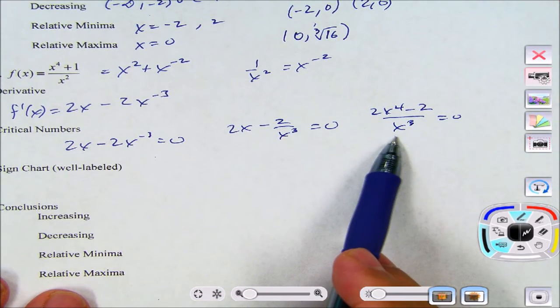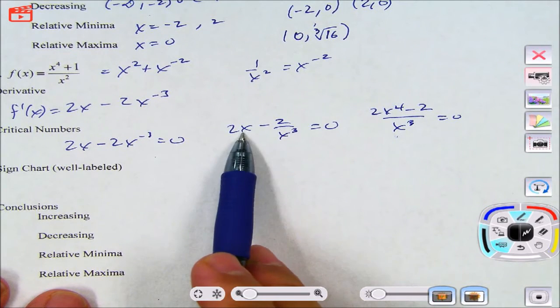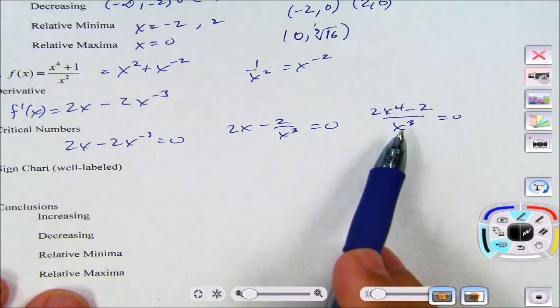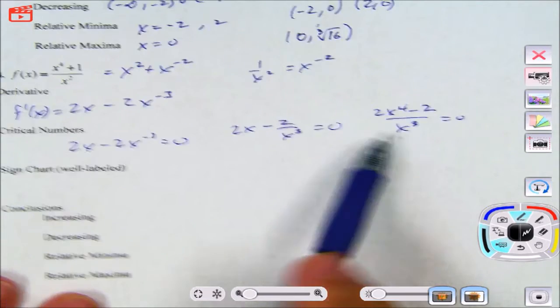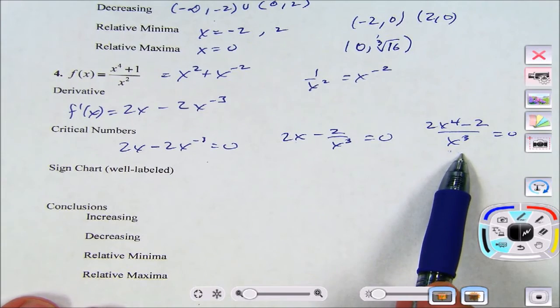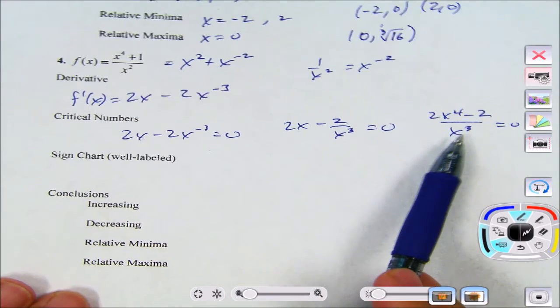You see how I got this fraction? It's just x cubed is a common denominator, so I had to multiply that by x cubed again. Now, when is this undefined? This is undefined at x equals 0, but 0 is not in the original domain. So you can ignore that critical number. So x equals 0 is not a critical number, even though the derivative is undefined.